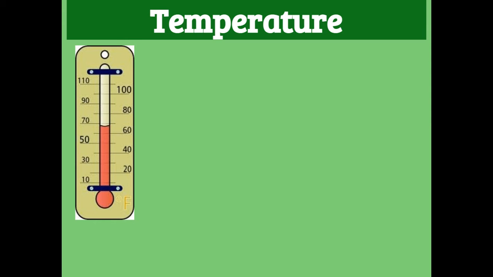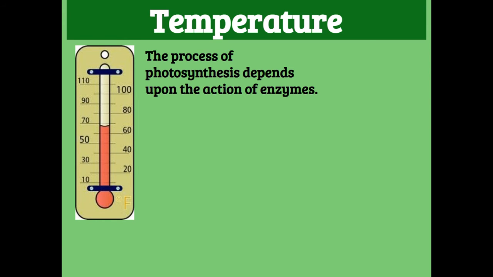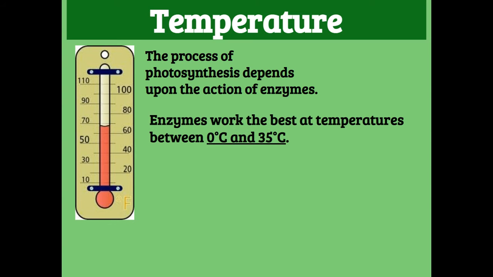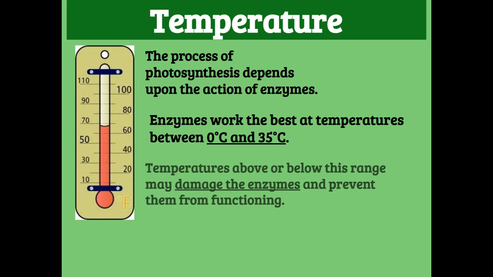Another factor that's going to influence our photosynthesis rate is going to be temperature. Now, the reason is because photosynthesis is a chemical reaction, and we know enzymes are involved in chemical reactions. Enzymes are going to be influenced by temperature. So, enzymes tend to work best between 0 and 35 degrees Celsius. So, anything that falls above or below this range has the potential to then damage the enzyme.